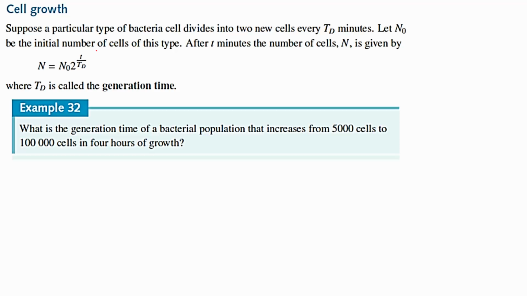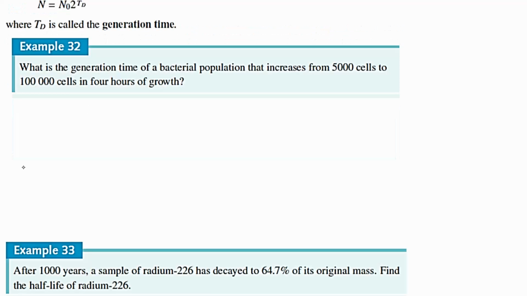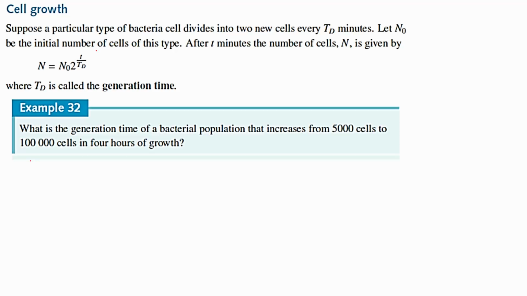How are we going to solve this? What's the first thing I'm going to do? It's just applying what you see there. I've got 5,000, I've got 100,000, and I've got 4 hours of growth. And I'm trying to find TD. What is equal to 5,000? What's equal to 100,000? And what's equal to 4? Someone tell me. What is equal to 5,000? What am I modeling here?